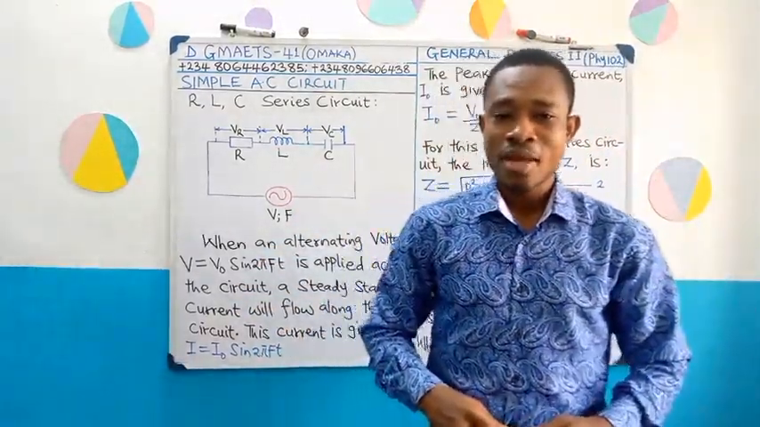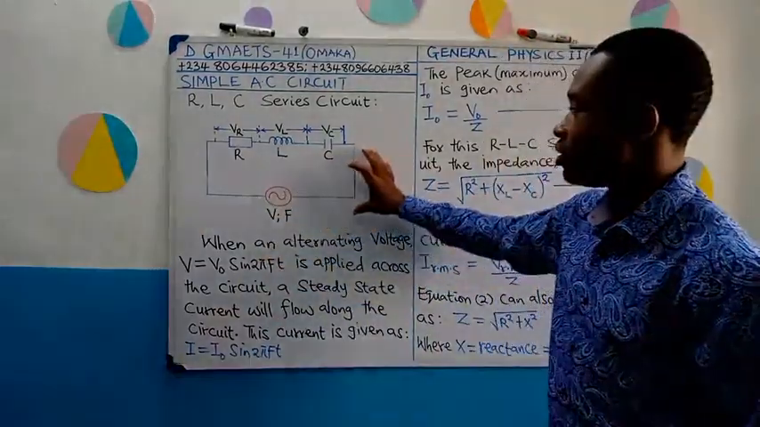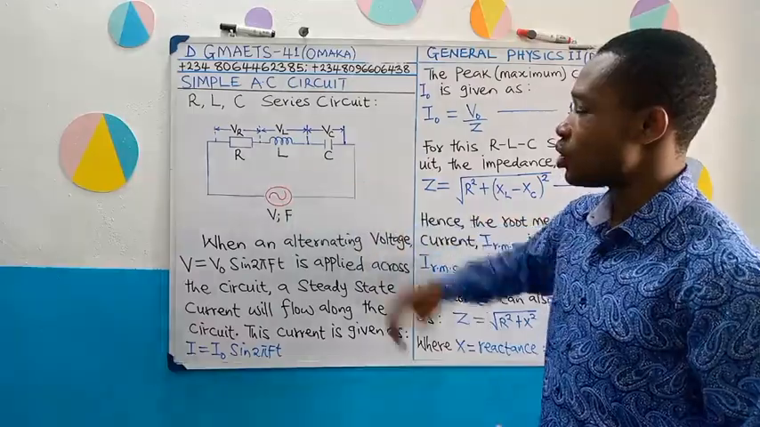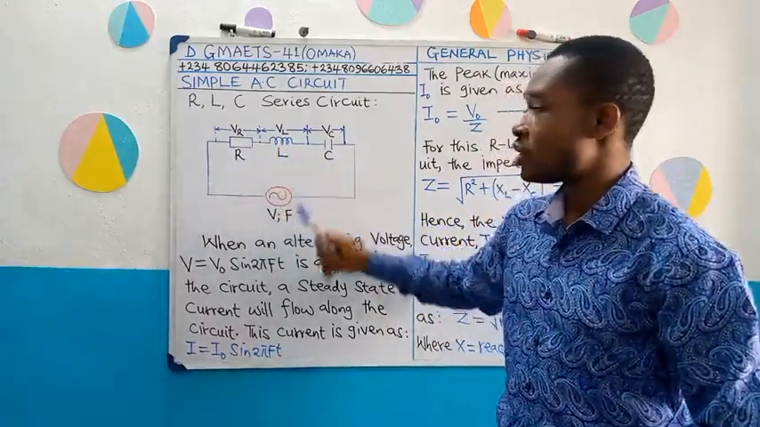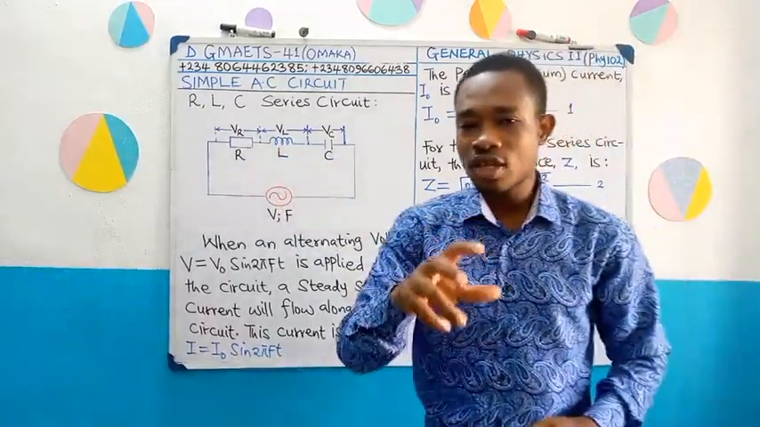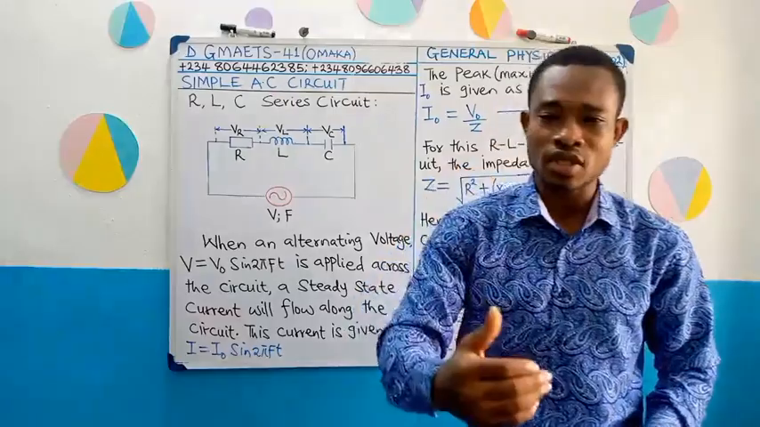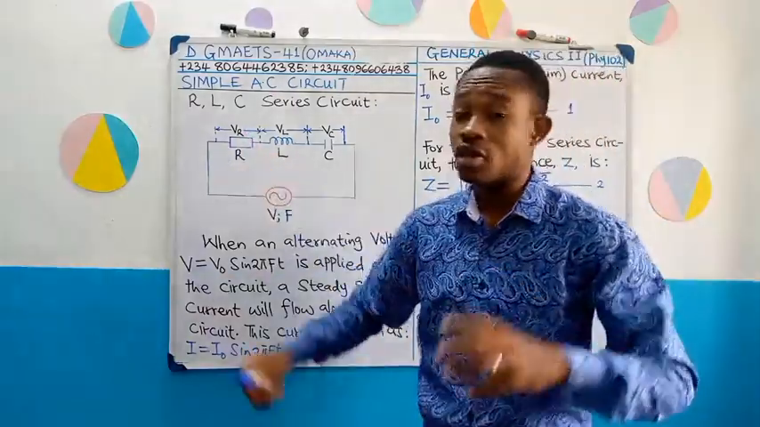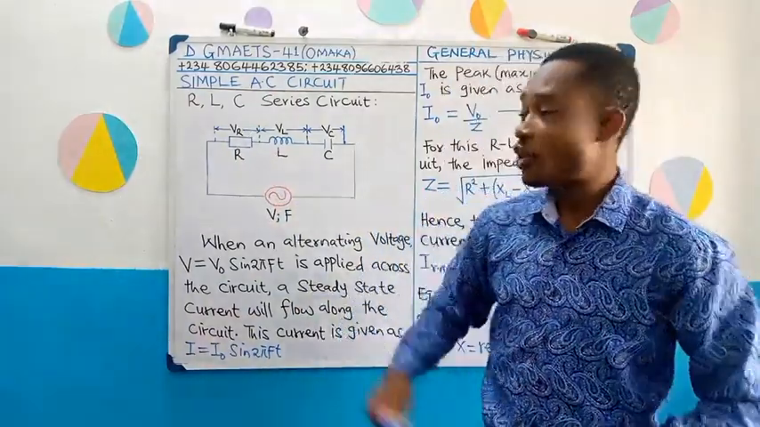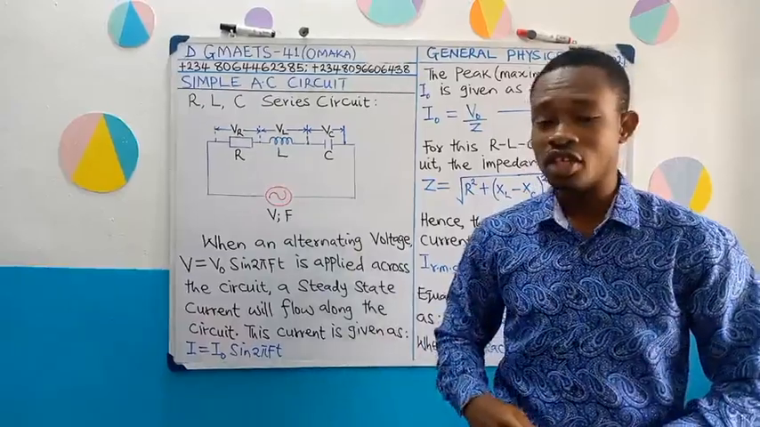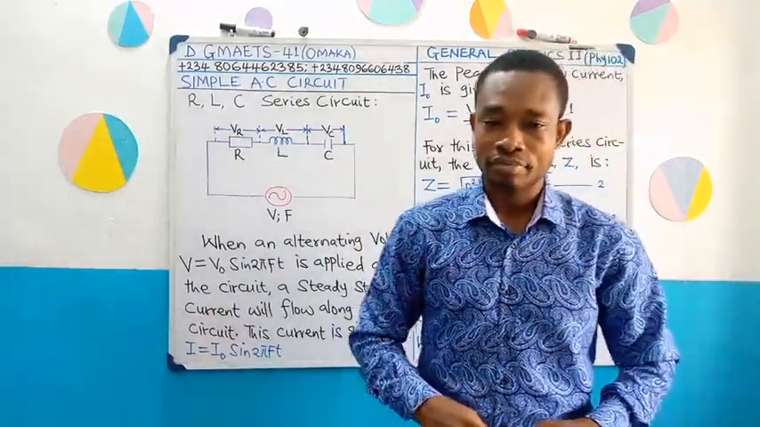Is that okay? Now take a look at the diagram here on the board. There is an AC circuit containing a resistor, inductor, and capacitor in series. Across each of these elements, we have their voltages. So you have V sub R, the voltage across the resistor, V sub L, the voltage across the inductor, and of course V sub C, the voltage across the capacitor.